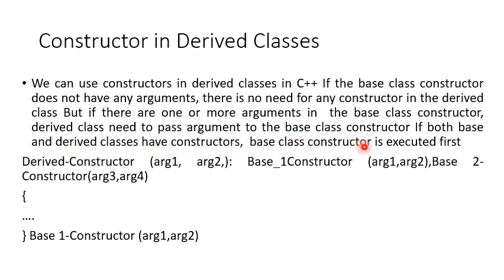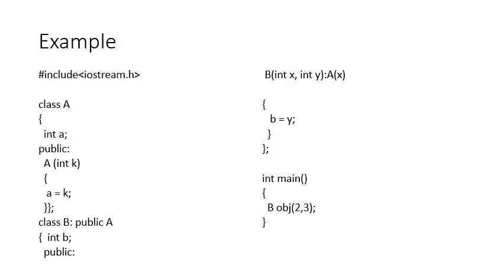If both base and derived classes have constructors, the base class constructor is executed first. The syntax of the derived constructor is: derived constructor, argument list 1, 2, whatever, colon, base class 1 constructor, argument list, base class 2 constructor, argument list, and the body of the constructor. Now we can go to the example program.